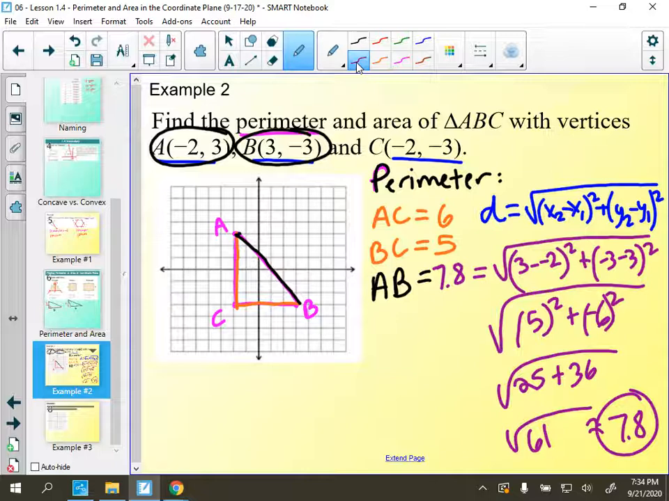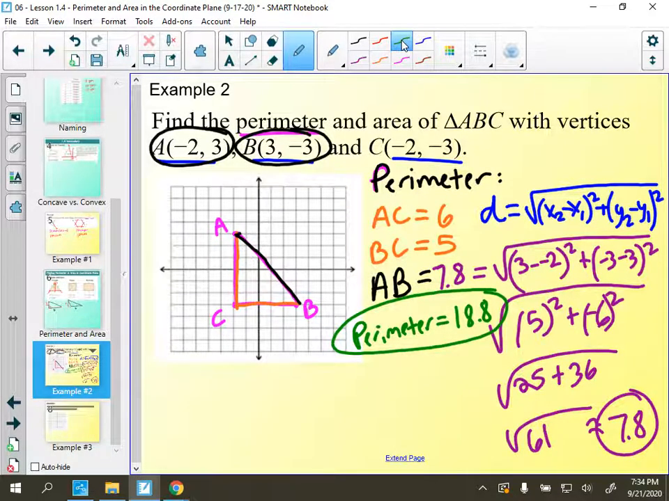Last thing, just don't forget, hey, we did all that work. What is the actual perimeter? So our perimeter of this figure is 6 plus 5, which is 11, plus another 7.8, 18.8 units. And because it's just units, not inches or centimeters or anything like that, I'm okay with us just leaving it as 18.8.